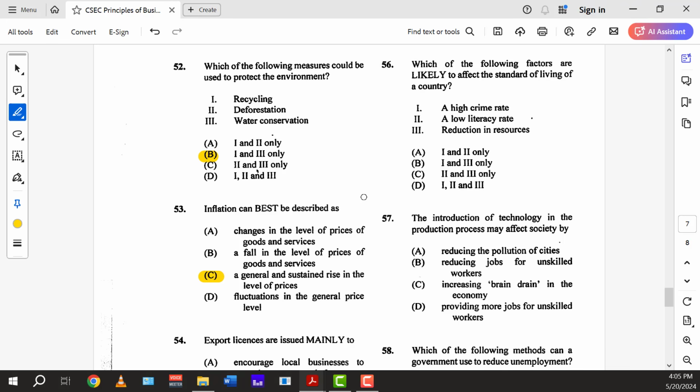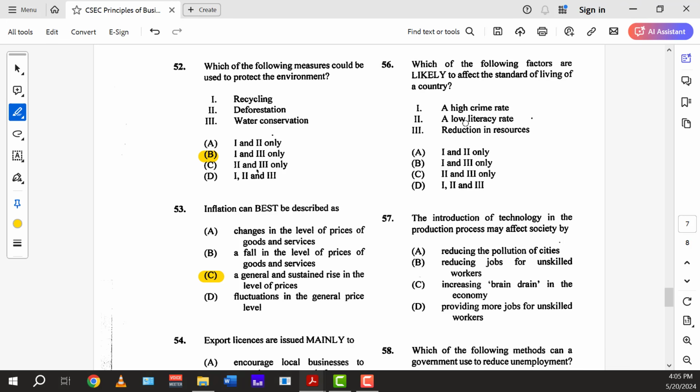56. Which of the following factors are likely to affect the standard of living of a country? 1. High crime rate. 2. Low literacy. Or 3. Reduction in resources. And so the next one like this. All of these can affect your standard of living. Remember, the standard of living is what you can afford. Right? So if you have a high crime rate, people robbing you and stuff like that, that can affect your standard of living indirectly. But they affect it nonetheless.